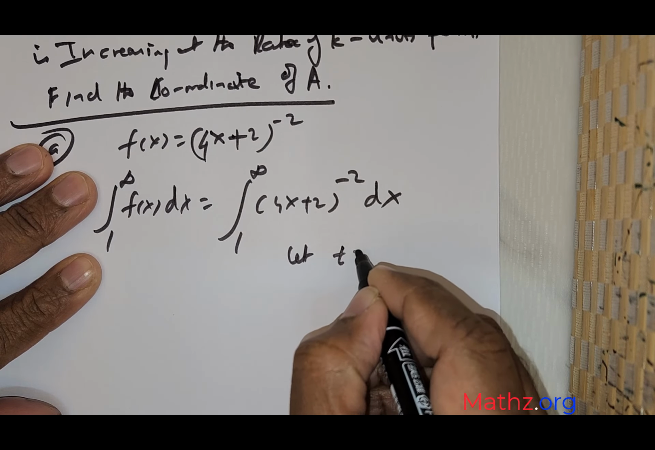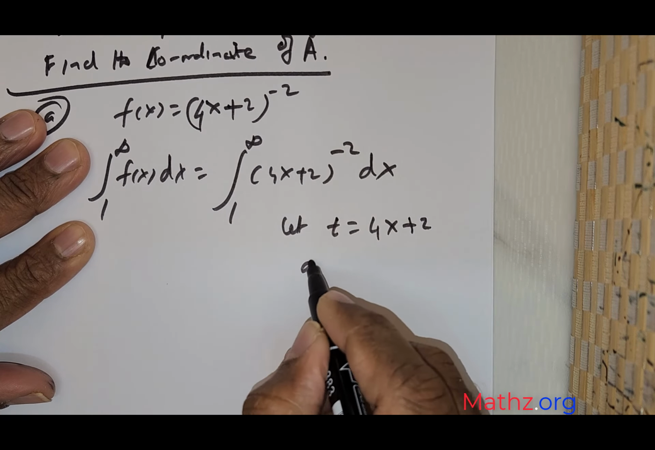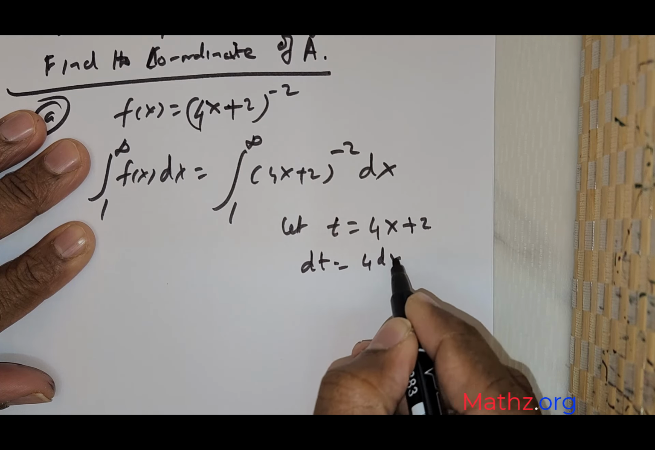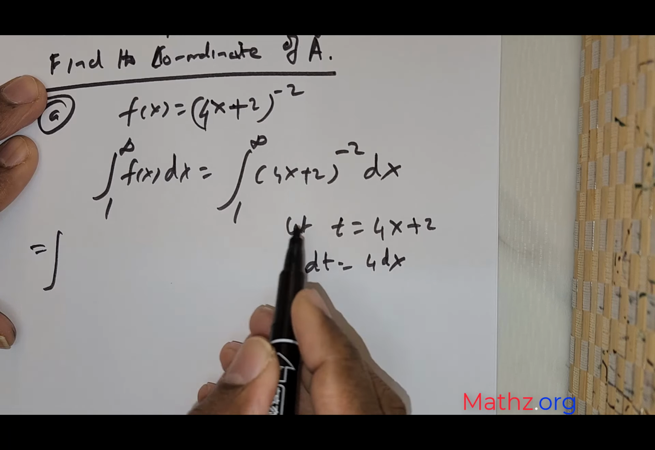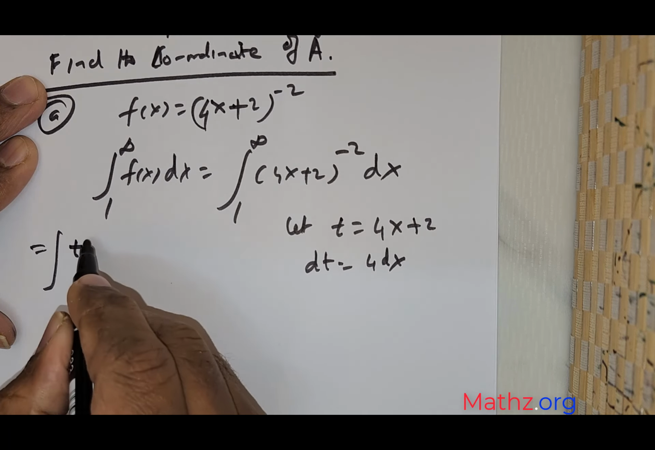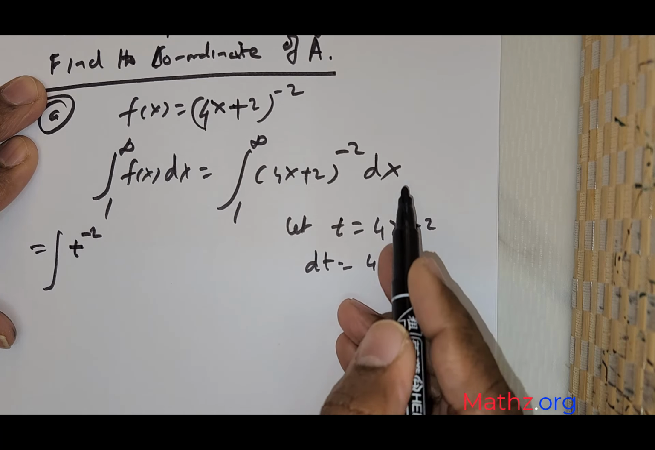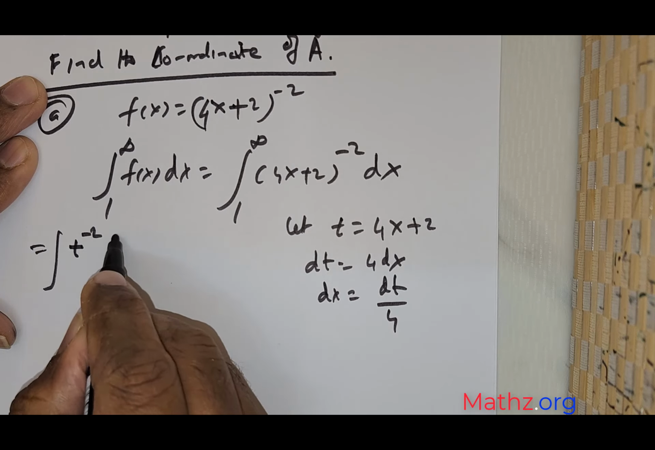Let t be equal to 4x + 2. You don't have to touch the limits. So dt will be 4 times dx. Now make the substitution. In place of 4x + 2 you have t, raised to the power of negative 2. In place of dx you will have dt over 4.